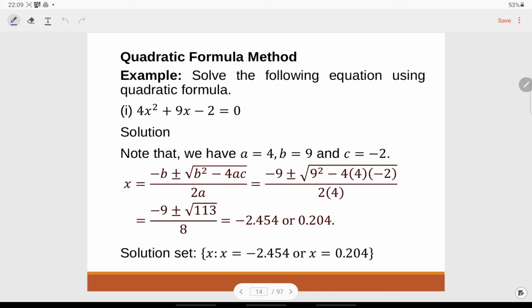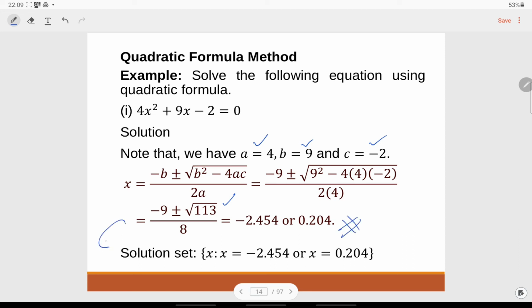Okay, so we consider the following equation. From the given equation, we identify that our a is equal to 4, b is equal to 9, and c is equal to negative 2. Just simply insert all these three values into the formula, so we can come up with this simple form. And then finally you can take your calculator and compute the value up to 3 decimal points. So we come up with this value.